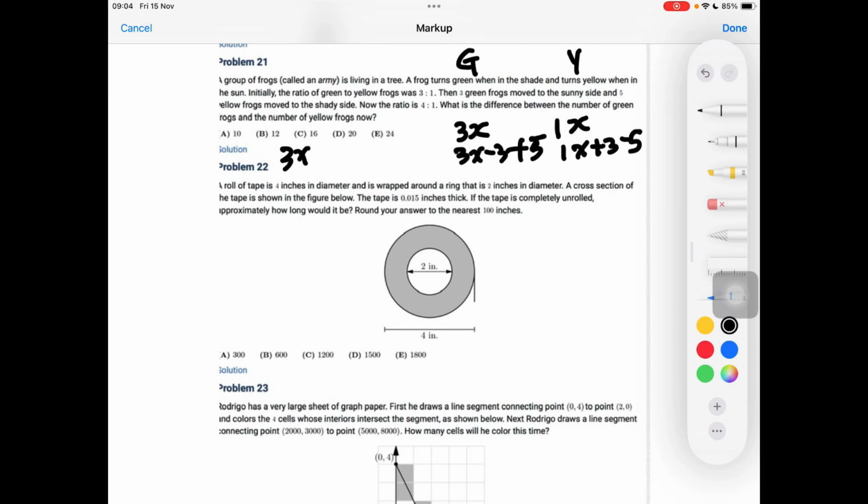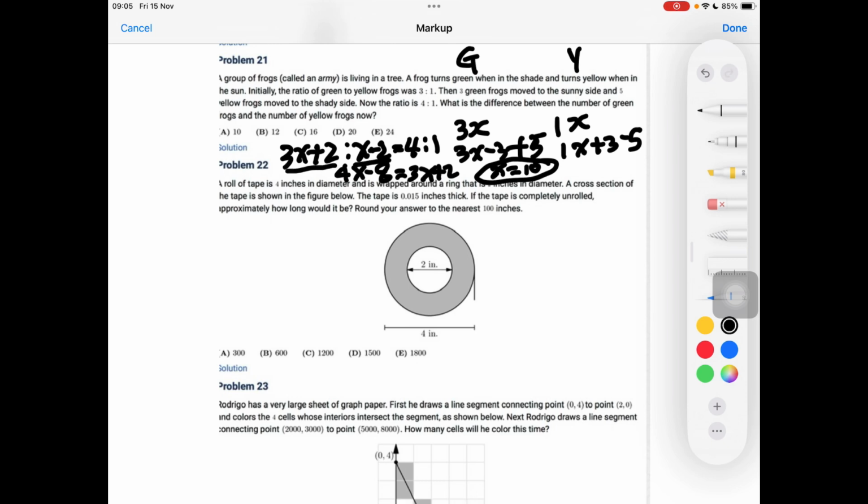Okay, so 3x plus 2, x minus 2 is 4 to 1. So 4x minus 8 becomes 3x plus 2. So x becomes 10. Now how many yellow frogs? Difference. Oh, sorry. So the difference between here and here, 3x minus 2x plus 4. So 24.